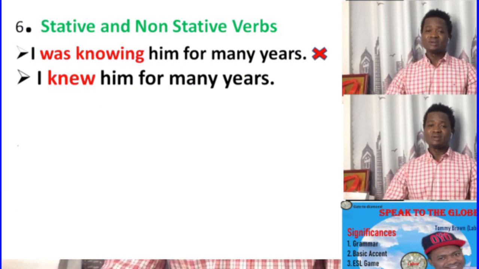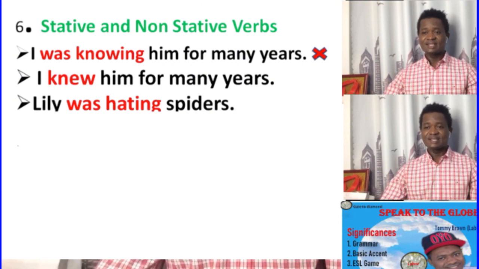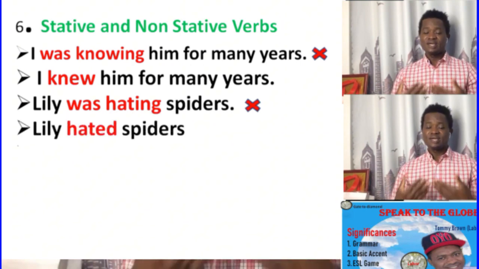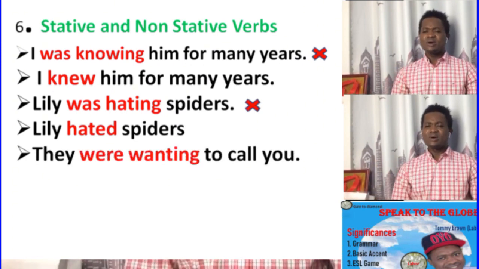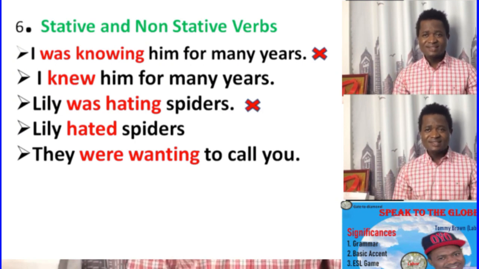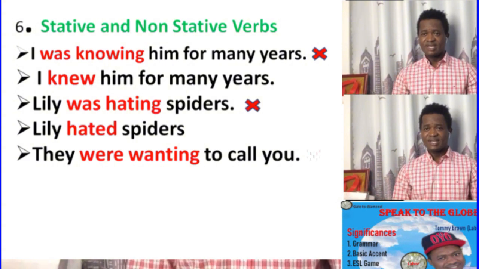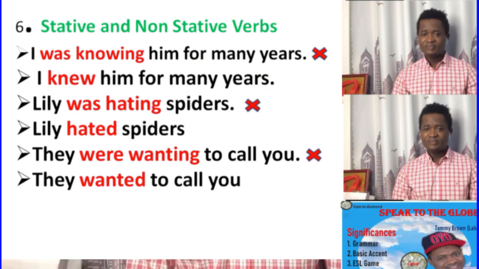Let's go to the next one here. Lily was hating spiders. Hating is a stative verb. We don't use stative verbs in past progressive, so this sentence is wrong. Instead we have to use the past simple: Lily hated spiders. Next: they were wanting to call you. Wanting is a stative verb, so this is wrong. Instead we use the past simple: they wanted to call you.